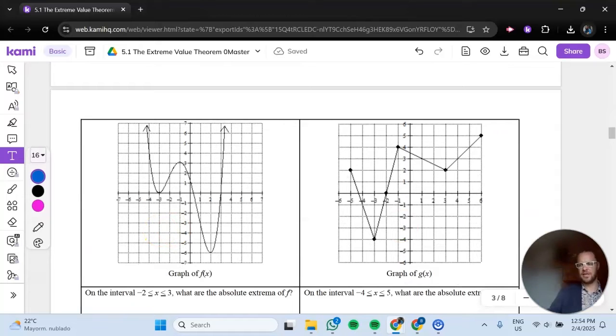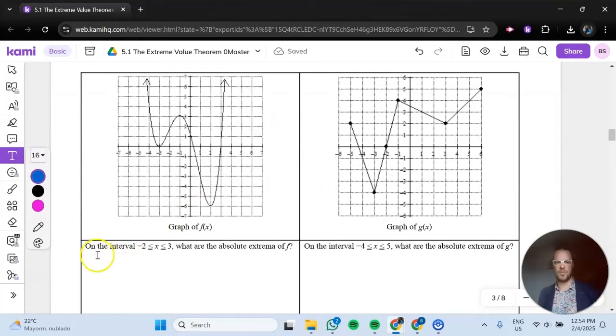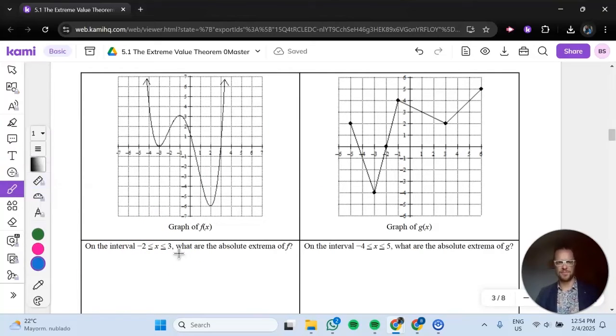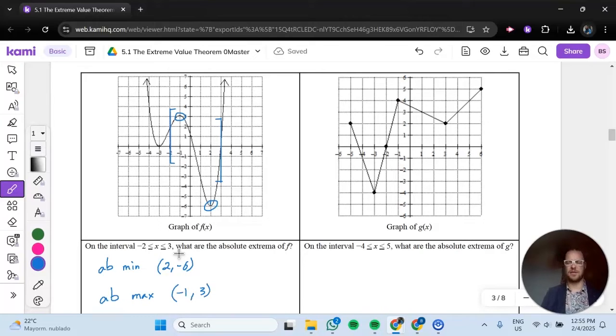So let's take a look at a couple other examples here. And this time we're going to actually restrict our domain. So on the interval -2 to 3, let's go ahead and draw that in, from here to here, okay? What are the absolutes? Well, our absolute minimum is the lowest possible point it gets between there, which is going to be right there. And so that's at the point 2, -6. Now our absolute max, it could be our endpoint, but that's lower, so up here. The highest one is going to be right there at -1 and 3 because it is higher than either of our endpoints.